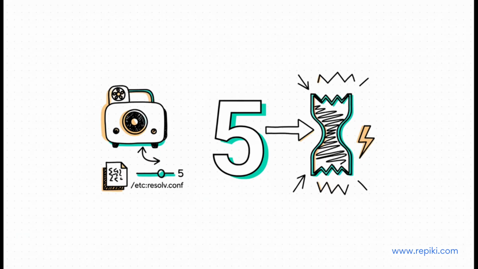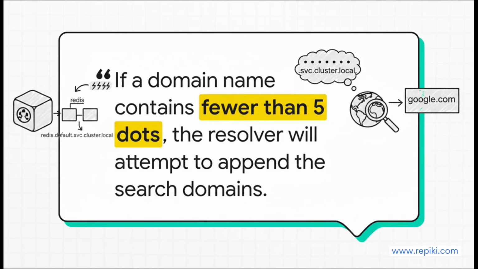Well, inside every single pod, in a config file called /etc/resolv.conf, there's a setting called ndots, and its default value is 5. This tiny setting is meant to make our lives easier, but oh boy, it can cause some serious performance headaches. So here's what that ndots:5 rule actually means in plain English.